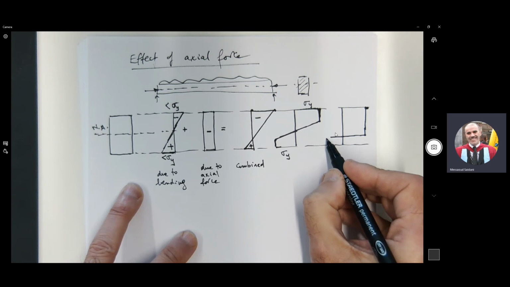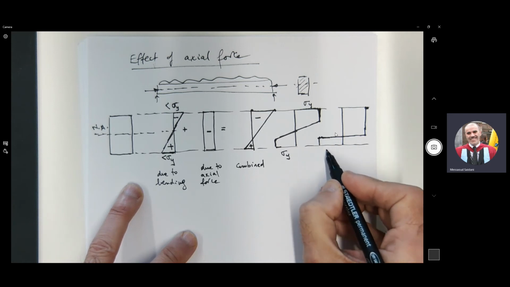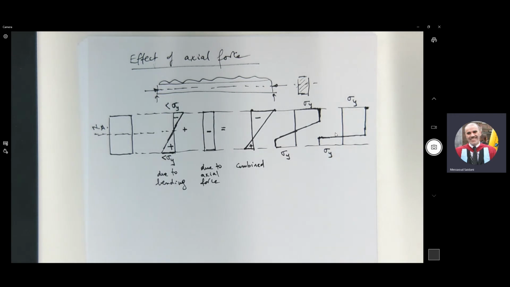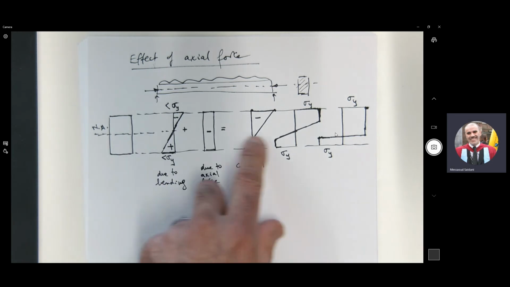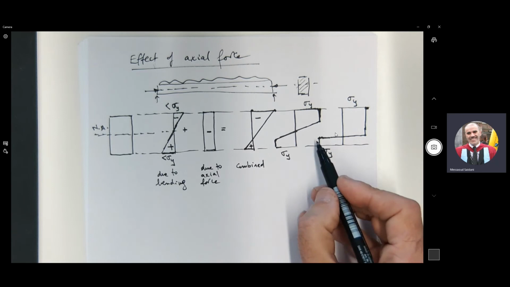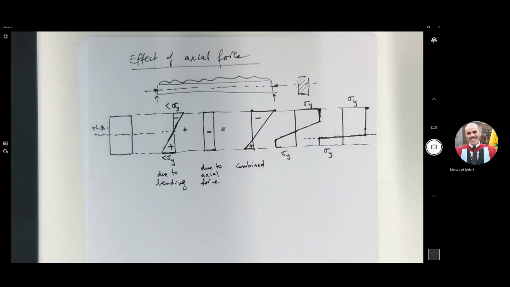Something like this. It depends on the magnitude of the normal force. But do you agree we get something like this? Yes? When the yielding has spread to the whole section, the neutral axis has shifted. So what is this axis here? Where is this axis now?